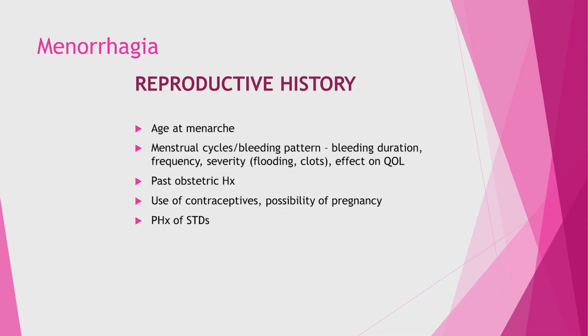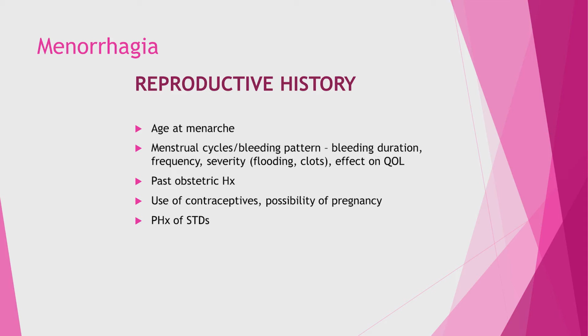When assessing a patient with menorrhagia, it's important to get a thorough history, examination, and investigations led by that. When you're taking a reproductive history, determine the severity of bleeding. The frequent keywords that I use are flooding or clots. I also determine the severity of the bleeding on the quality of her life. Is she missing days of school or work with the bleeding? Important also to work out the duration, frequency, and amount.